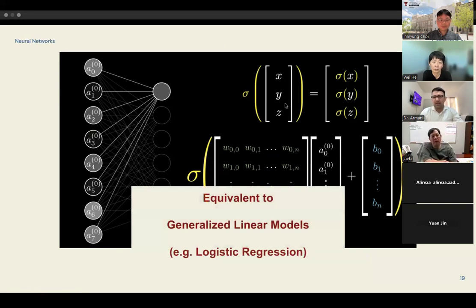It is equivalent to a generalized linear model. For example, if the activation function is sigmoid, it becomes logistic regression, or multivariate logistic regression in this case. It is very important to note that a neural network without a hidden layer is just like a linear model. It's just like a regression model. So one may say that there is no point to use a neural network with no hidden layer.